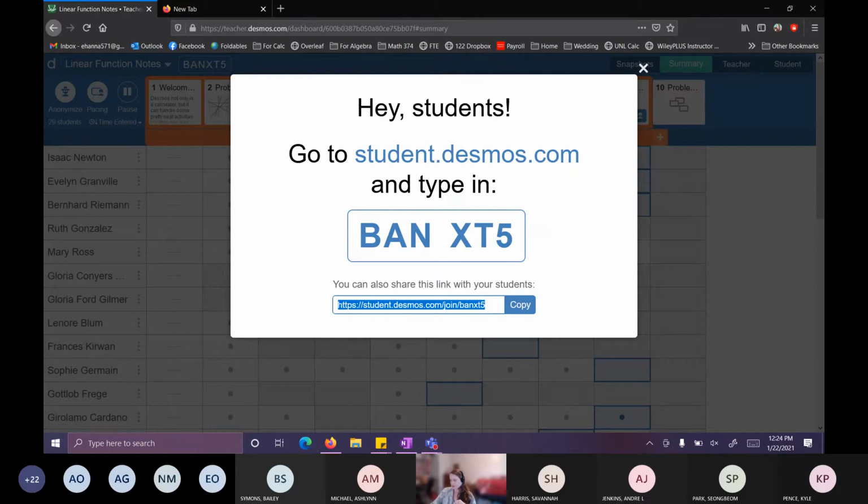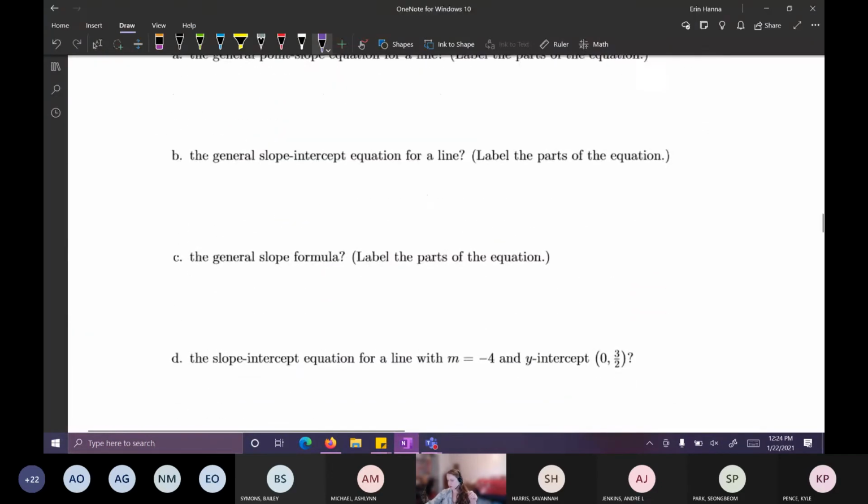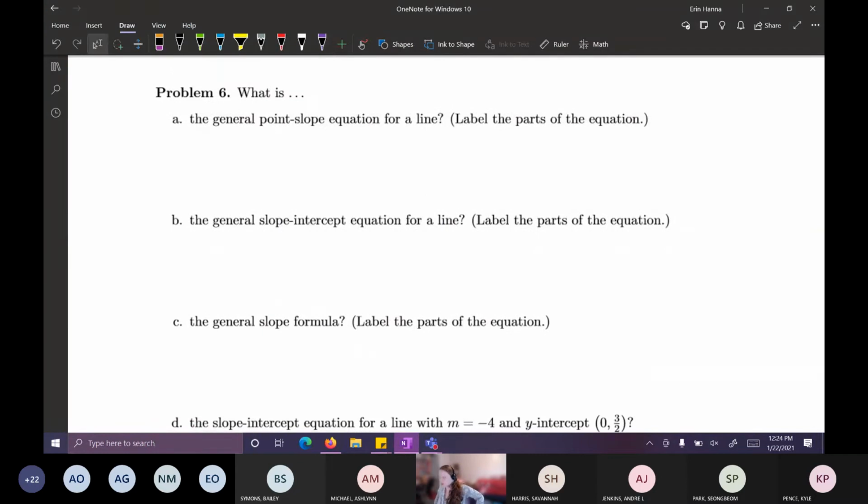All right, take a few seconds to finish what you're typing and then pop back over to the Teams thing so that we can see the answers written down.